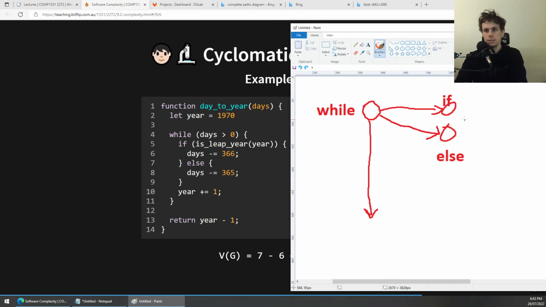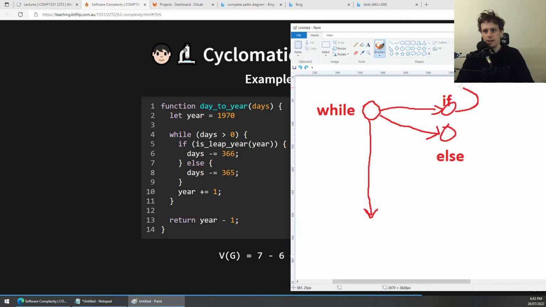Maybe let's draw it slightly differently. After both the if and the else, you end up in this common point here, which is like this last year plus 1. And then from that year plus 1, you always end up back up here. Now in this particular case, I've got 1, 2, 3, 4, 5, 6 lines and 4. No, oh, I had it right. I forgot to draw the circle down here. Okay, what I had before was fine.